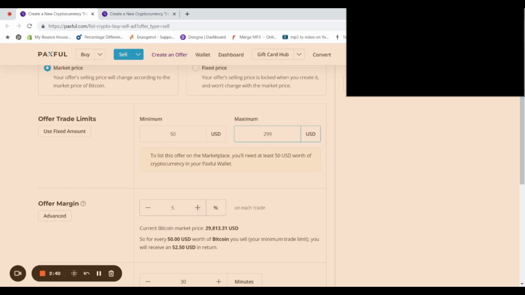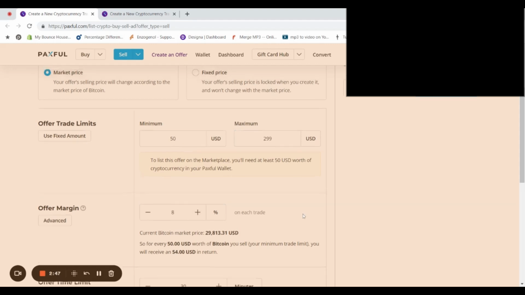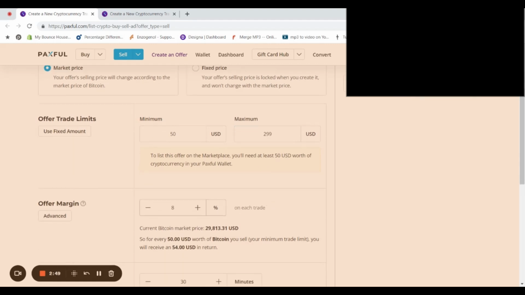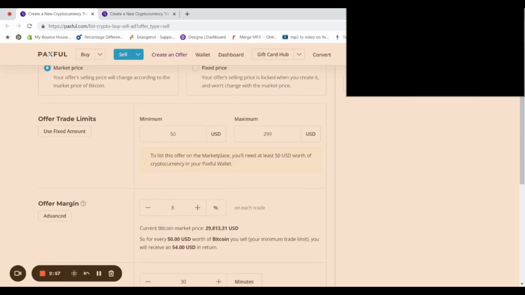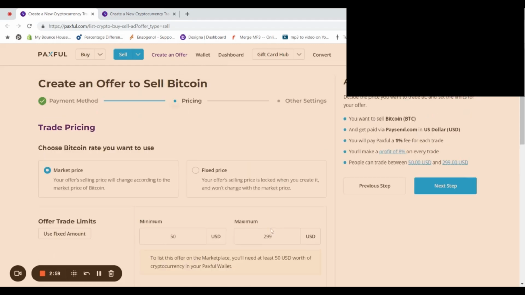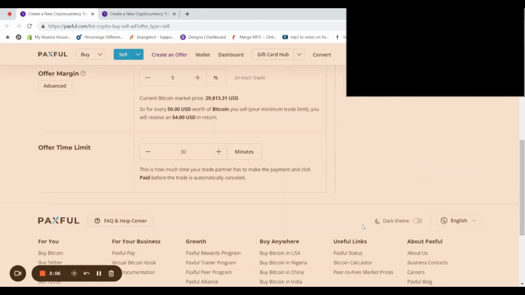Now in this case, the other person had 9%. But let's say I do 8%. So what this means is that I'm going to get 8% profit based on the current market rate at that time. So if the price goes up, I get that as well. I will get this rate on top of the current Bitcoin rate. So 8% profit on top of every trade.